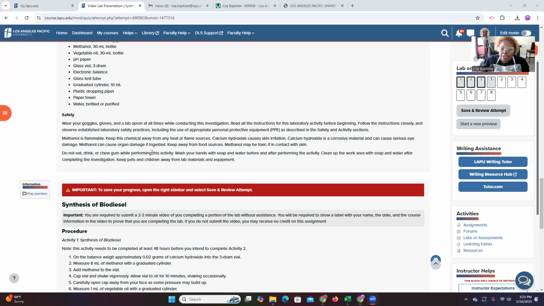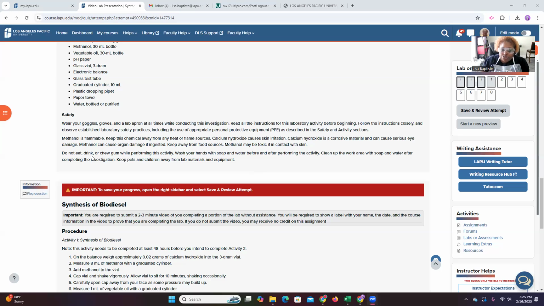Methanol can cause organ damage if ingested, okay? It looks like water, but don't drink it, all right? Keep away from food sources. Methanol may be toxic if it is in contact with your skin. Again, very important you wear these gloves, okay? And be careful when working with this.